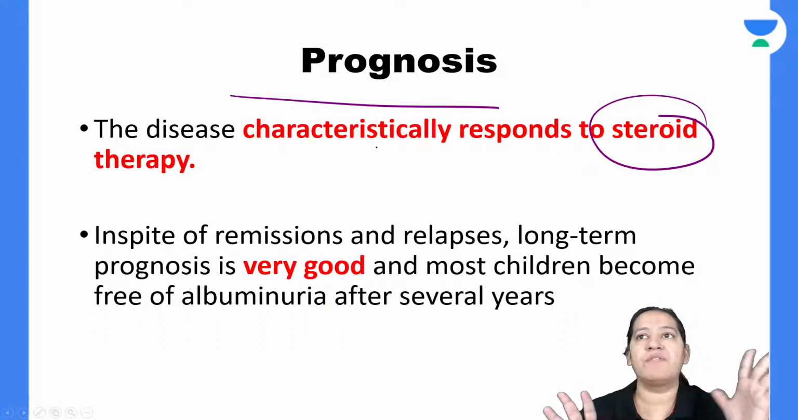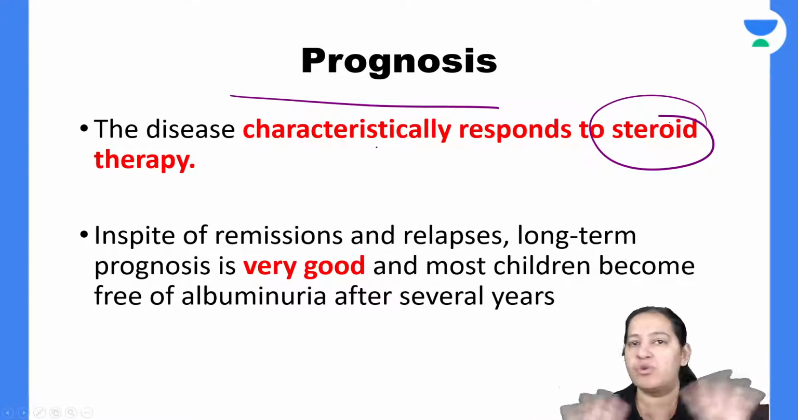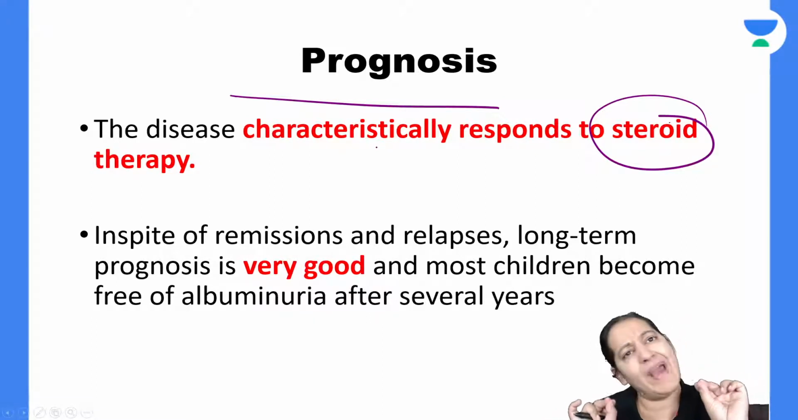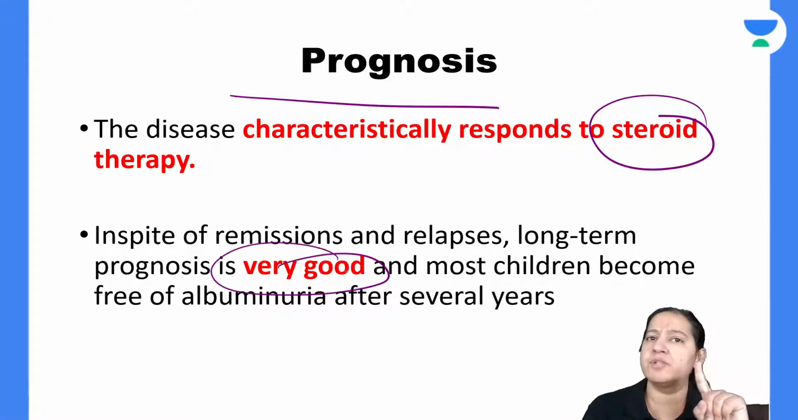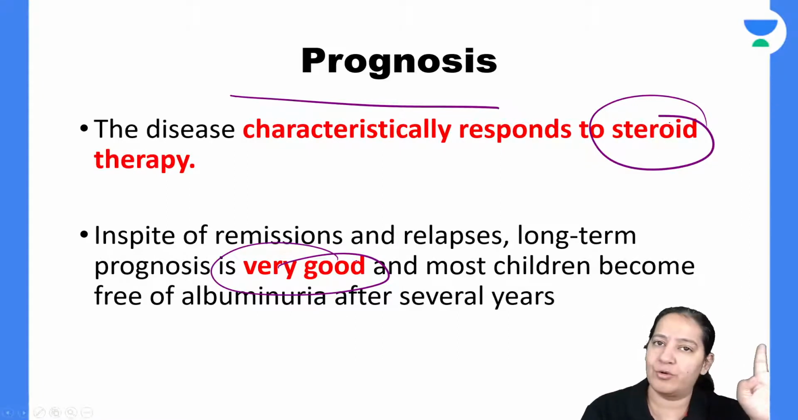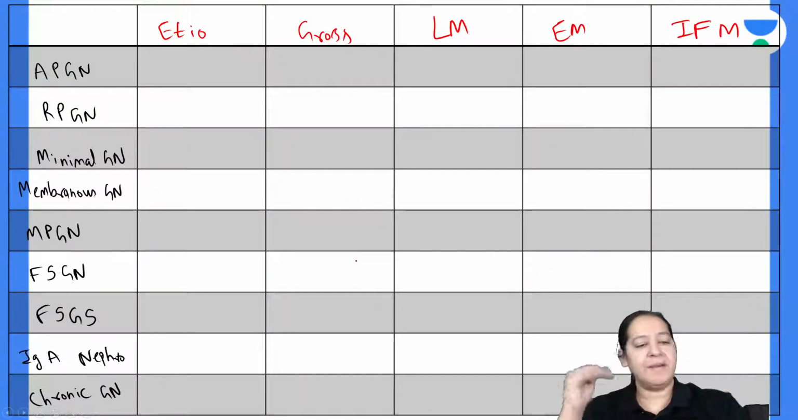Most of the glomerulonephritis are steroid resistant. They do not respond to steroids. But here is one of the glomerulonephritis which responds very well. You give a single dose of steroid or prednisolone, and the child will be absolutely all right. Have you got it? Let me compare the first three.